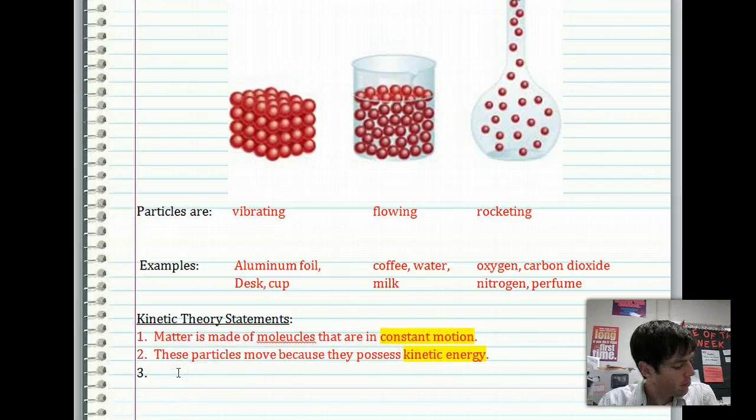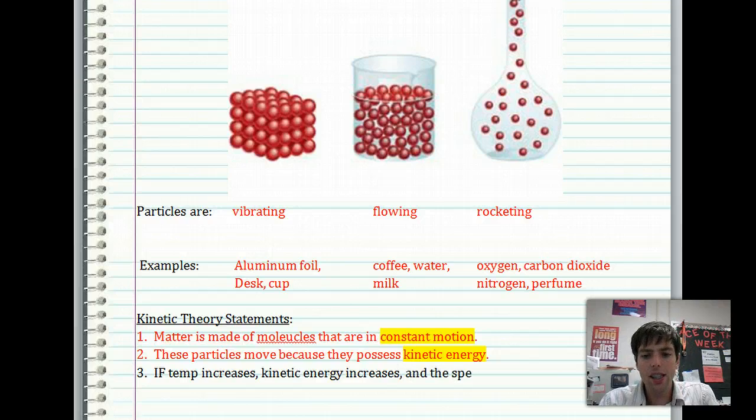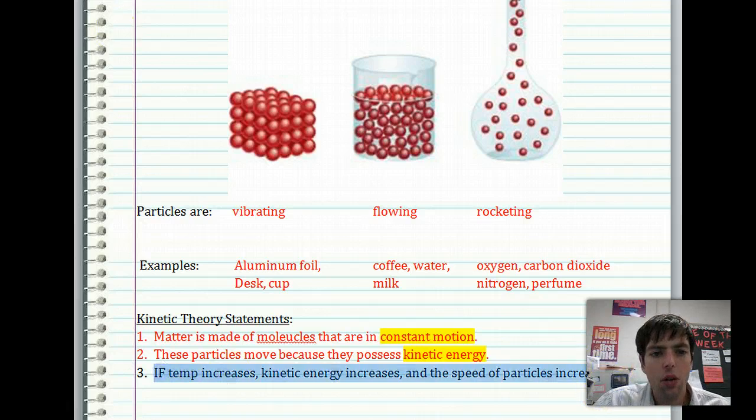Statement three, if temperature increases, kinetic energy increases, and the speed of particles increases. This is what we saw when we were doing that simulation. As we increased the heat, the particles got more energy, so they started to bounce around and move around more, which is really fun.